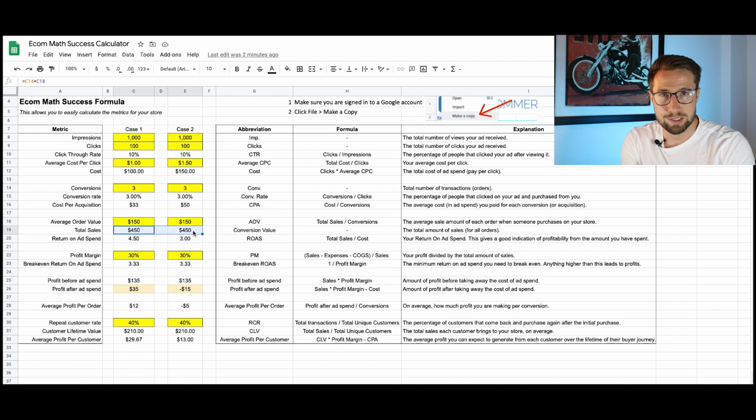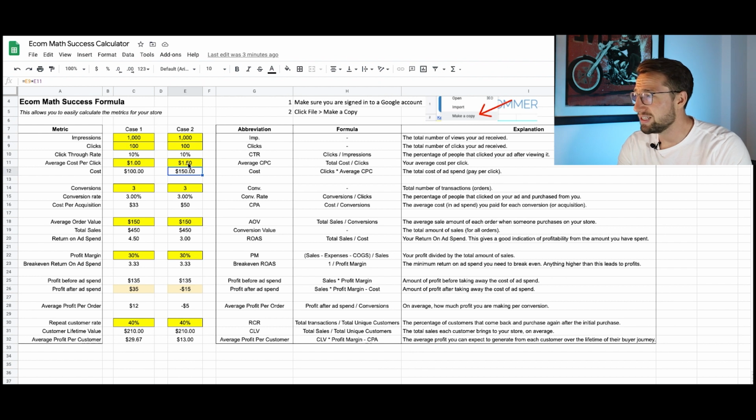So total sales, of course, you understand that. That's the total revenue, the sales, the income that you get, not counting expenses or anything, just total sales. The return on ad spend, that's for every $1 you put into the ads, how much do you get back in sales? And of course, this is calculated here by total sales divided by cost.